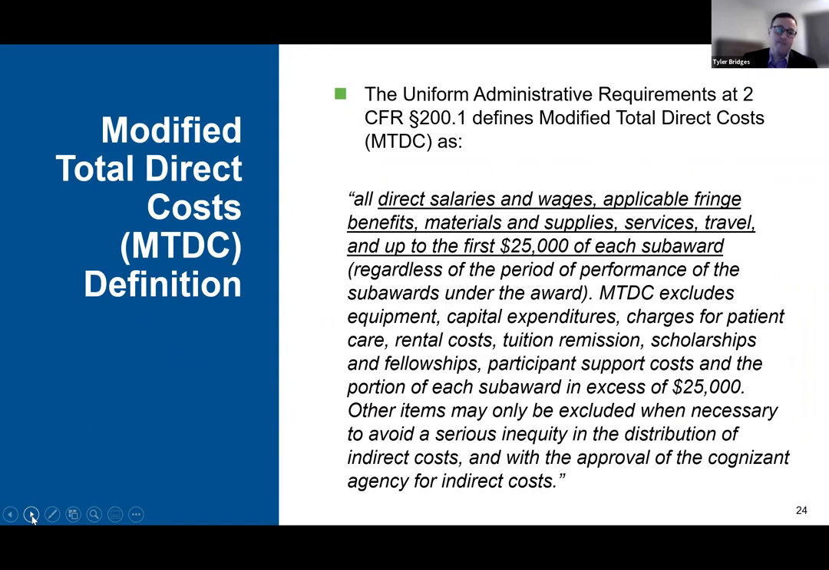So what exactly are modified total direct costs? The definition for modified total direct costs is found at 2 CFR 200.1 and states all direct salaries and wages, applicable fringe benefits, materials and supplies, services, travel, and up to the first $25,000 of each subaward. Subawards are agreements grantees enter into with their subrecipients.